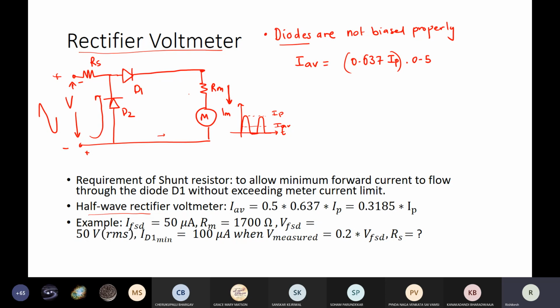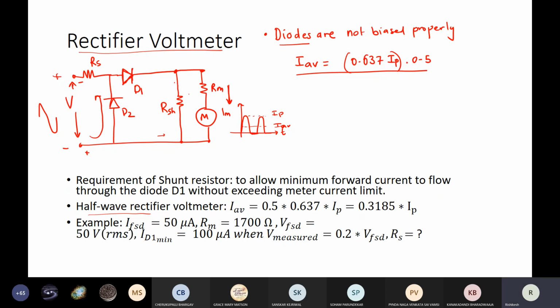Now, in order to allow some minimum current that must flow through the diode, as I mentioned, you consider a shunt resistance connected in parallel with the meter, which will take the extra current supplied through the diode and bypass that portion of the current from the meter, so that the meter will not get damaged.